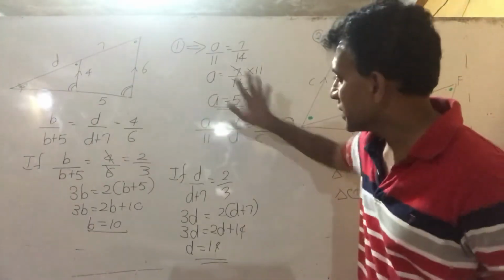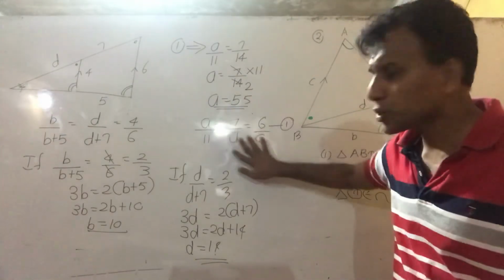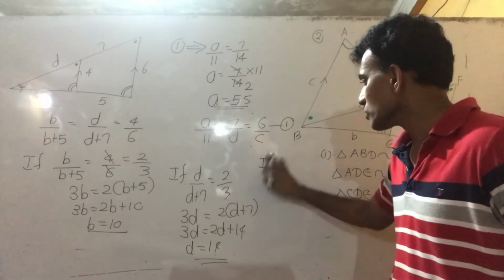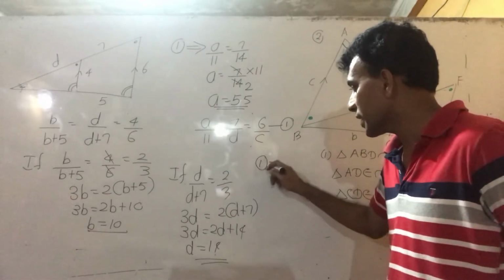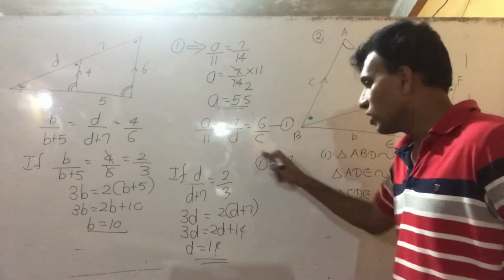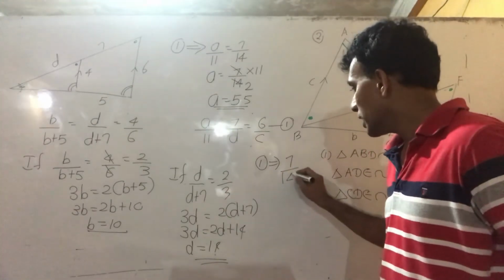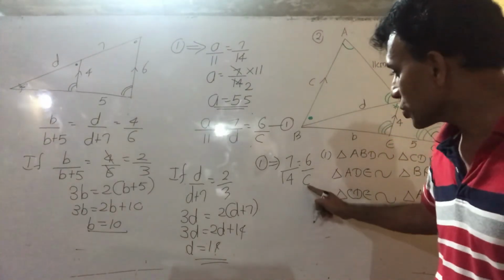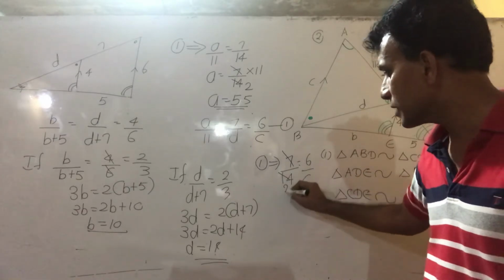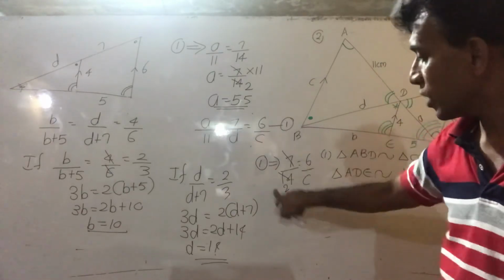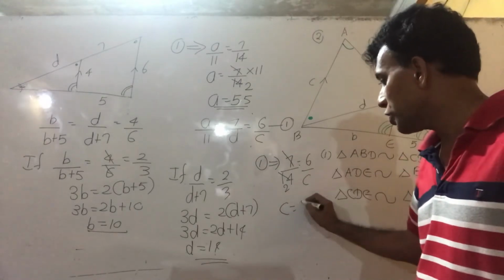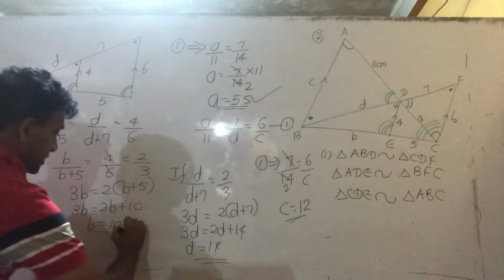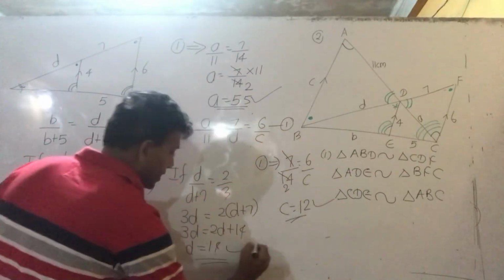Now take this and this. Take the first and the last. Take these two, no matter. You can find the C answer, right? From the first equation once again, 7 over what is D, 14, equals 6 over C. Cross multiplication gives C equal to 12, okay? So everything is okay: A is 5.5, B is 10, C is 12, D is 14.